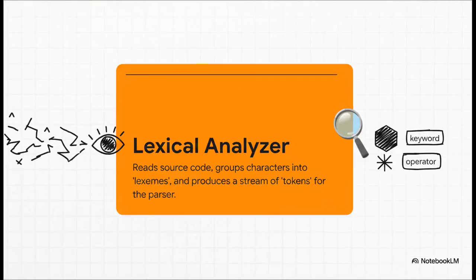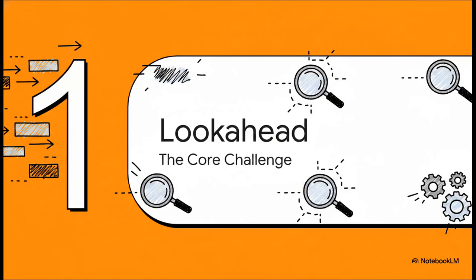Okay, so let's get into it. The part of the compiler that does this initial reading, it's called the lexical analyzer. You can kind of think of it as the eyes of the compiler. Its whole job is to scan the raw text and group characters into chunks that actually mean something, like keywords or numbers or operators. And this brings us right to the main challenge for a lexical analyzer. It's a problem that we call lookahead.